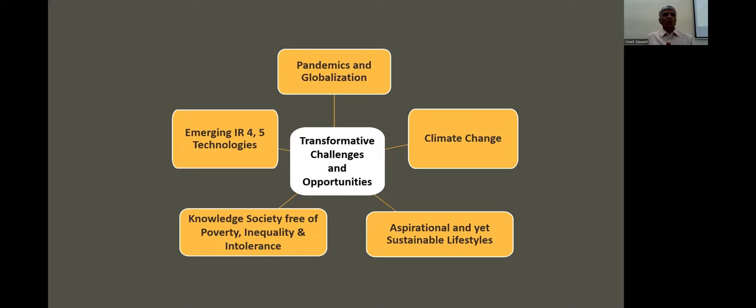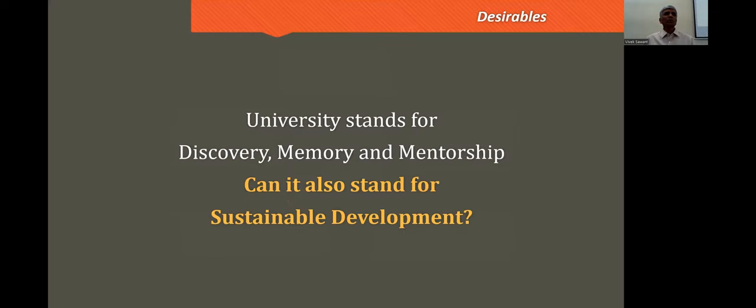And the most challenging area that I find is climate change, and people still want an aspirational and yet sustainable lifestyle. Sustainability means you are not going to take away the resources of your future generations. That is a simple definition of sustainability. Unless you make some great discoveries, this is not possible. And in the spiritual sense of the word, discovery also stands for discovery of self. When a person comes to learn at university, he or she is supposed to discover oneself. So all these things are at the backdrop of our discussion.